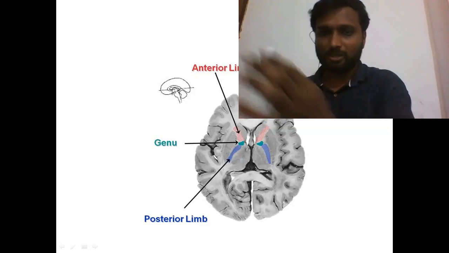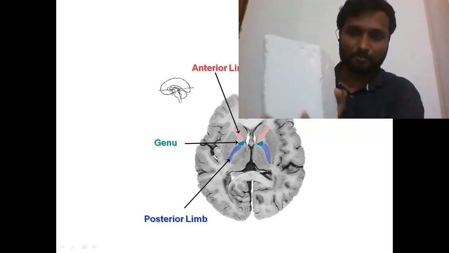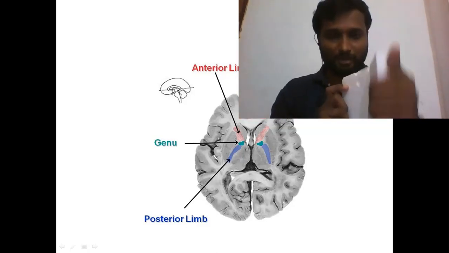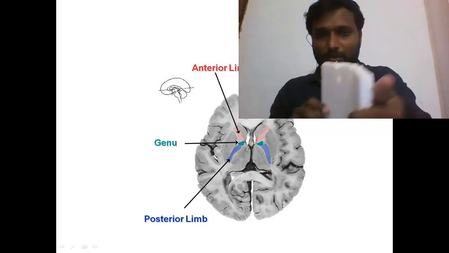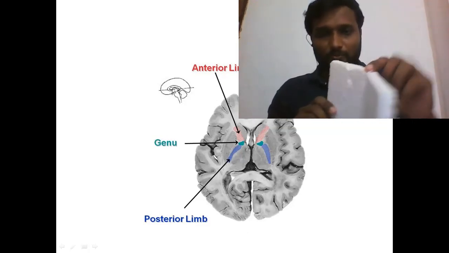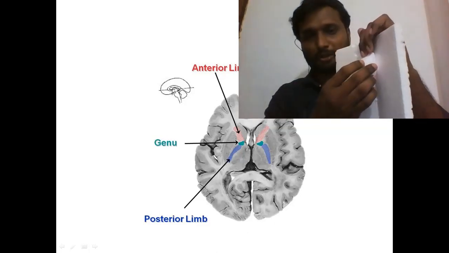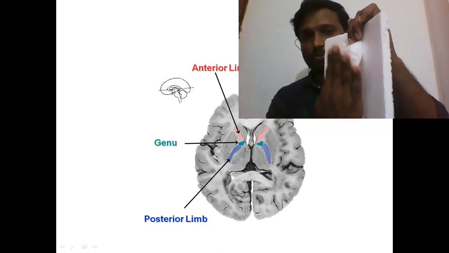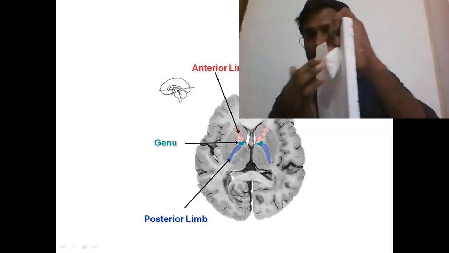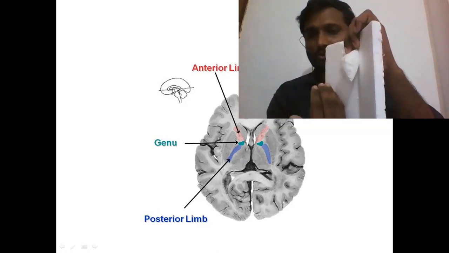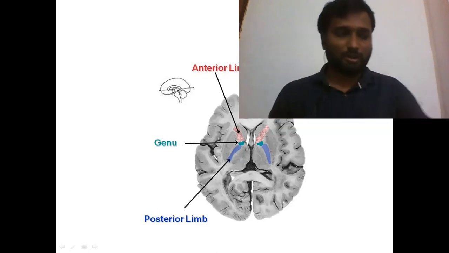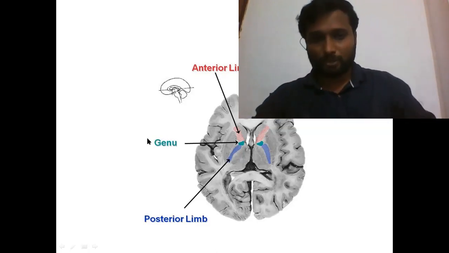Anterior limb. See this area, this is the anterior limb. Then the genu. Then this is the posterior limb. This concavity is occupied by the lentiform nucleus. Some fibers are seen below that, sublentiform fibers. Then some fibers are seen behind the lentiform nucleus, retrolentiform. The word retro means behind.